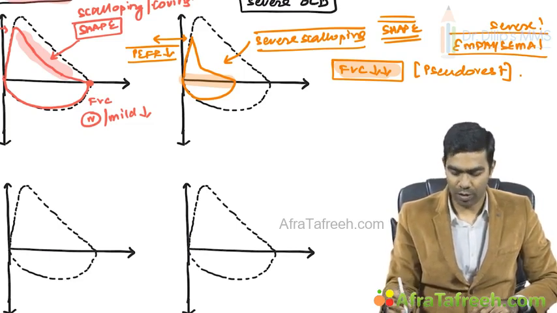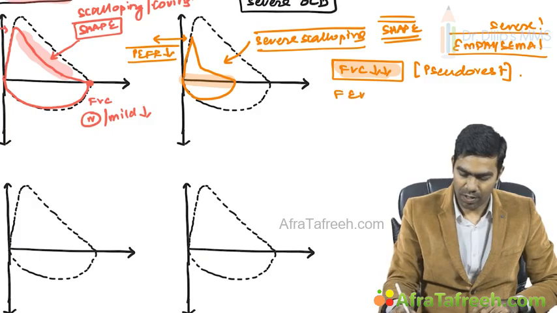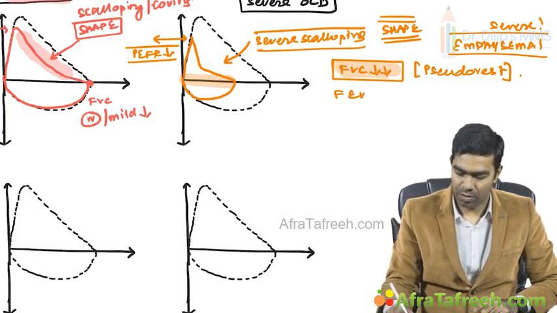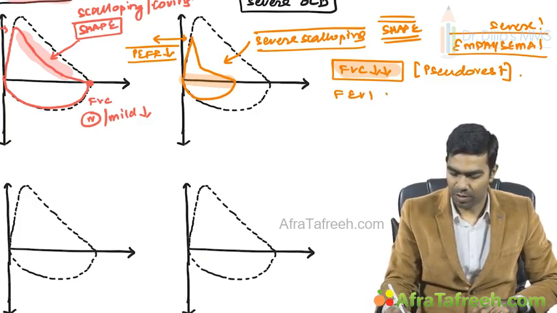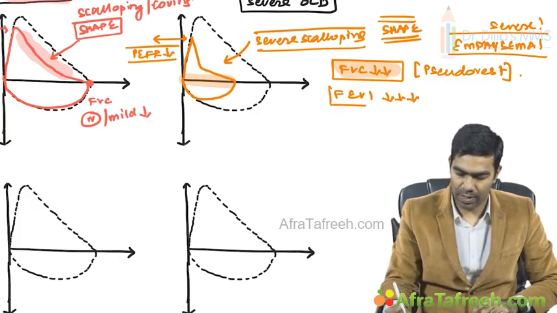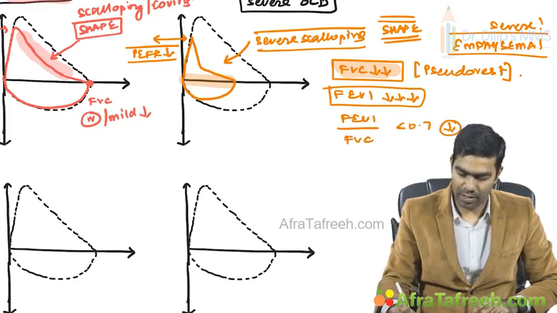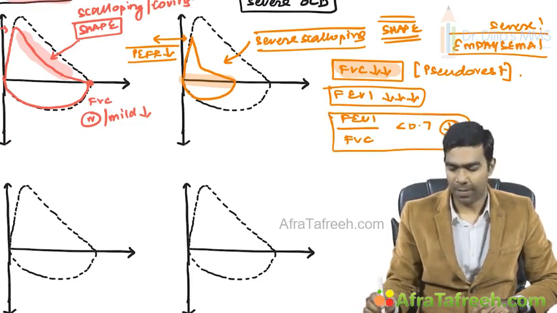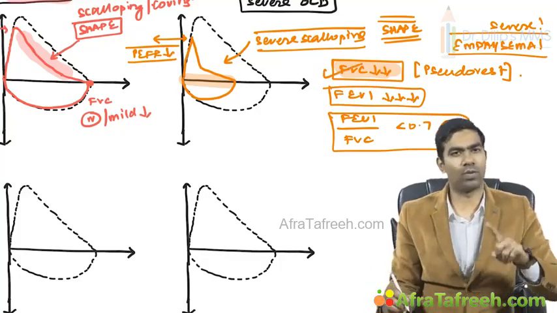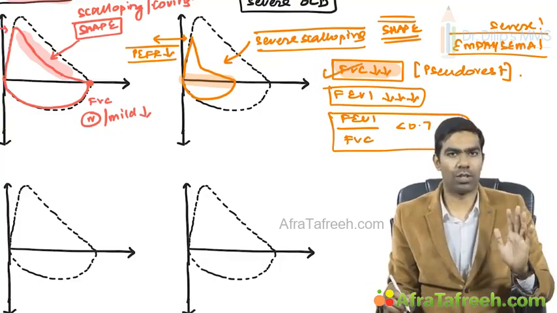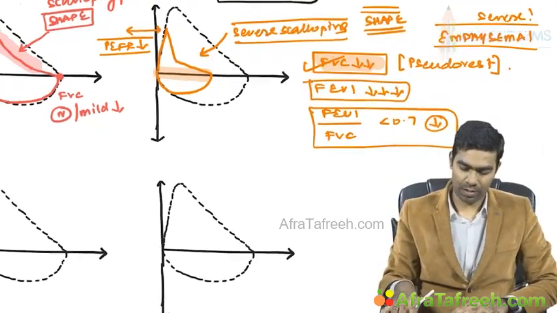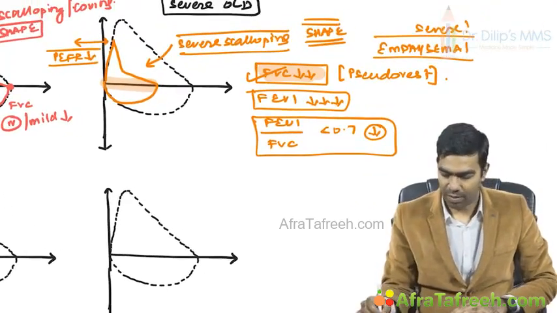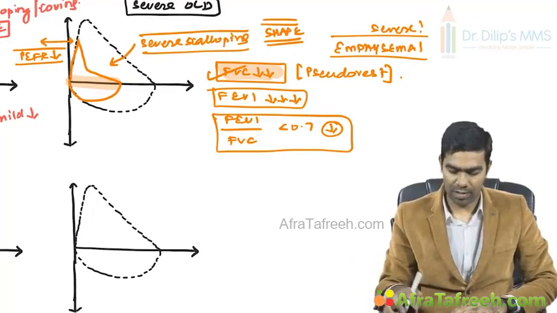The next thing you want to know is what will be the FEV1? Definitely it will be decreased so much. There is no doubt about that. FEV1 will be decreased so much. And if you take the FEV1 by FVC ratio, definitely it will be less than 0.7. It will be decreased. There is no doubt because it's an obstructive lung disease. But your FVC decrease is the one that is going to give rise to the confusion of pseudo restriction. Clear?